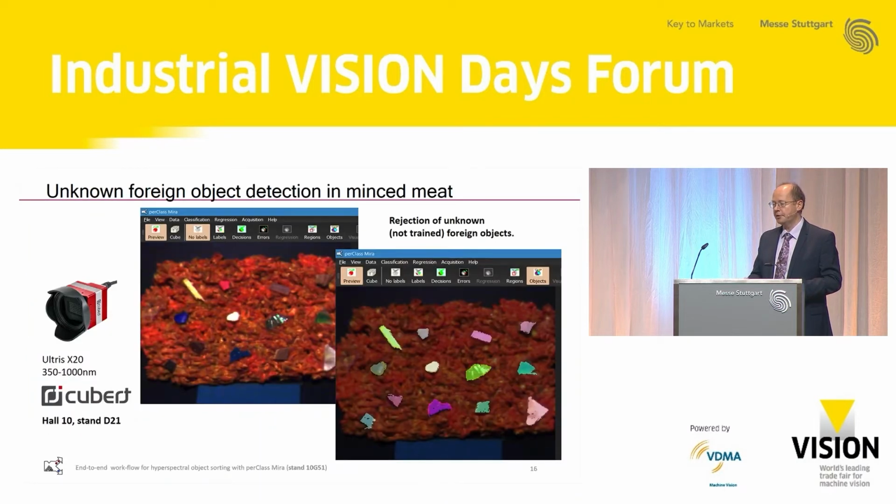Another example that I would give here is unknown foreign object detection. This example was done with a Cubert Ultris camera, so not a line scan like what we saw in the previous examples, but it's a snapshot camera, so in each readout you get a full spectral cube. The interesting thing here is that we trained on the product, on the minced meat and on the belt, but not on the objects themselves. So here we have an example of an application where we are detecting the objects that were of any material that is not trained, not part of the training process.